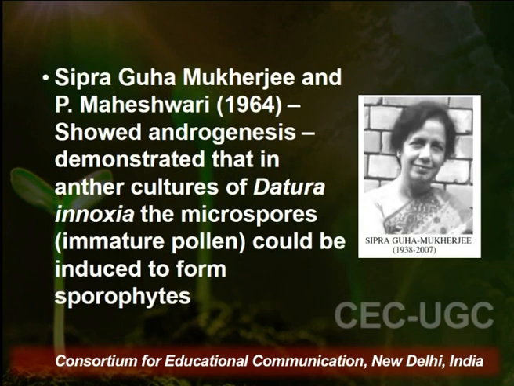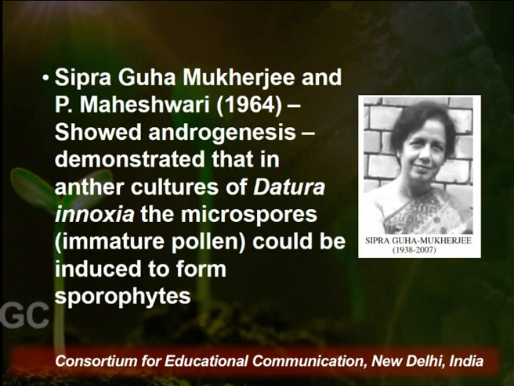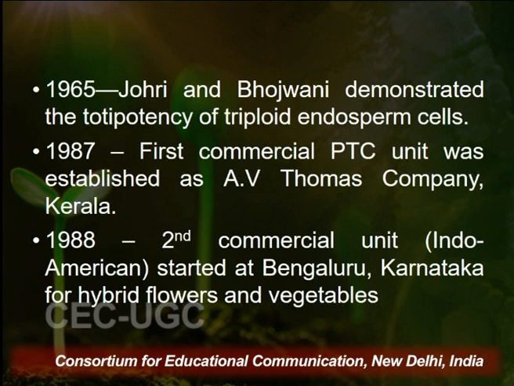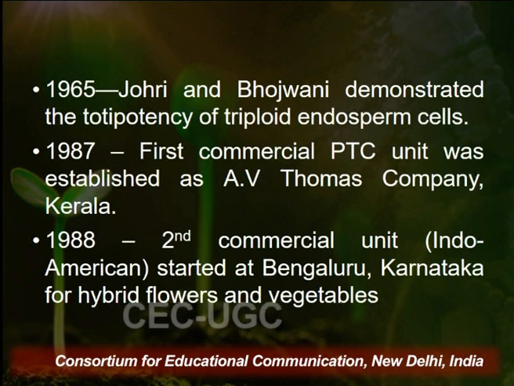This mixing in the same media allowed the fertilization of those ovules, leading to test tube fertilization. Then in 64, Shipra Guha Mukherjee along with Pancham Maheshwari showed androgenesis for the first time. During their experiment, they demonstrated that in the anther cultures of Datura innoxia, the microspores could be induced to form sporophytes, and this was the first experiment where androgenesis was exhibited in a plant tissue culture study.